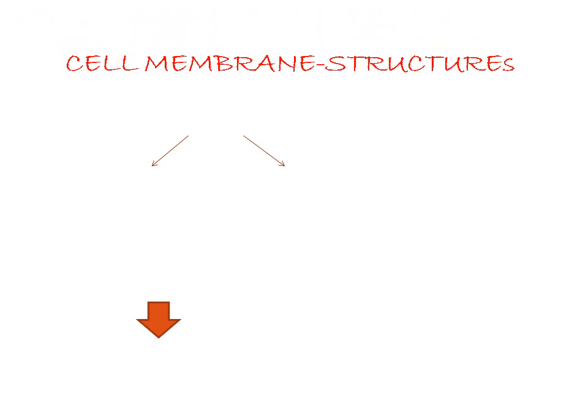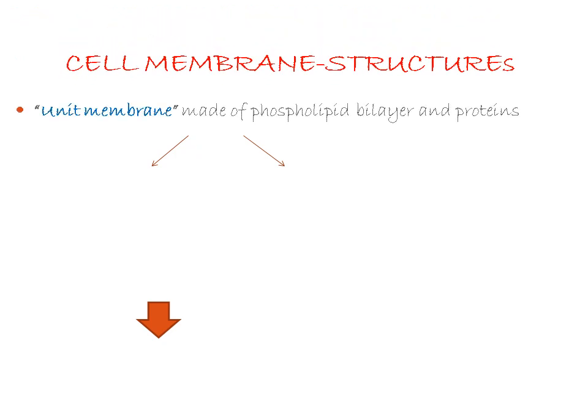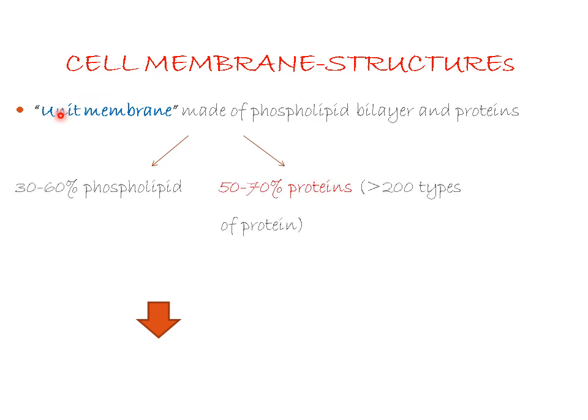Now coming to the detailed structure. It is also known as unit membrane and it is made up of phospholipid bilayer and proteins. Why this unit membrane? Because it is similar in all the organelles and any membrane of the cell. Not only plasma membrane, but if there is any membrane within the cell, like in organelles, they have a similar structure. It is called a unit membrane.